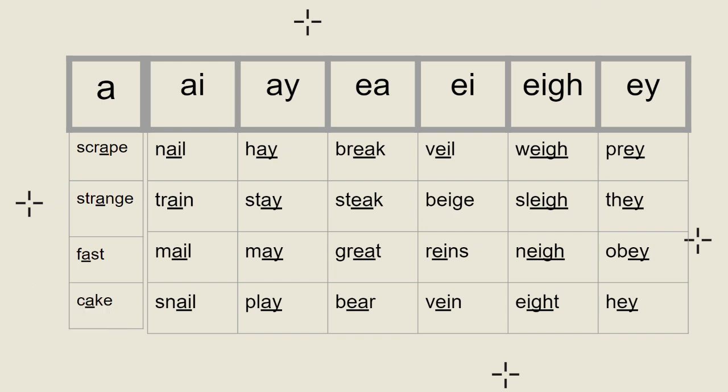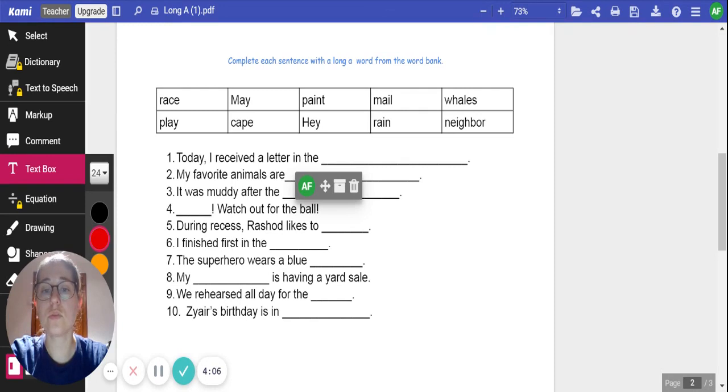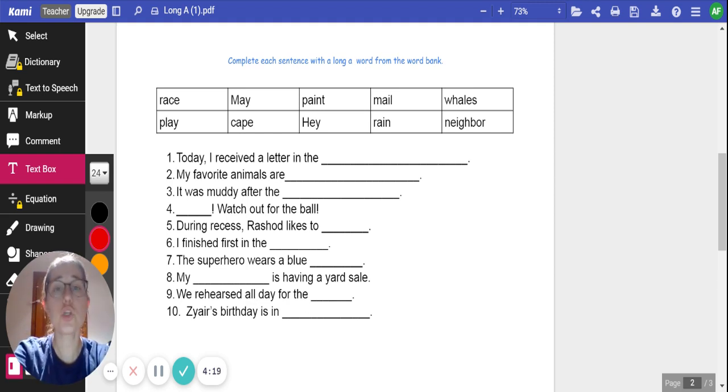We are going to move on to a spelling activity where we're going to fill in the sentence with the long A word from the word bank. I'd like you to number your paper below your chart from 1 to 10. You do not need to write the sentences, but you are going to practice your long A words and write them as I type them on the screen.